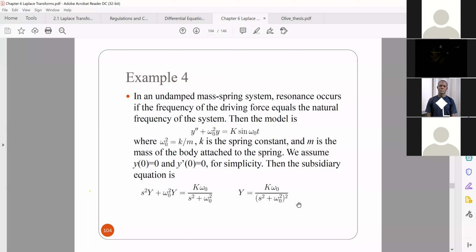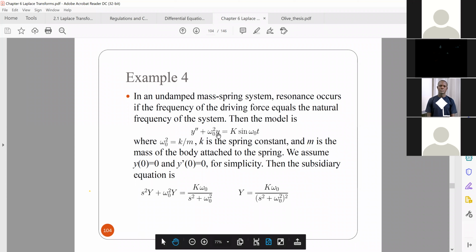Okay, this one is an example, I think. So in an undamped mass spring system, resonance occurs if the frequency of the driving force equals the natural frequency of the system. So the model is going to be given by this differential equation, okay? Omega naught is equal to the square root of k over m, where k is the spring constant and m is the mass of the body attached to the spring.